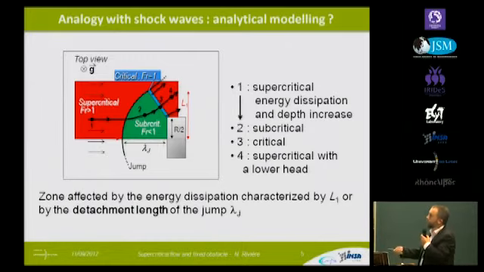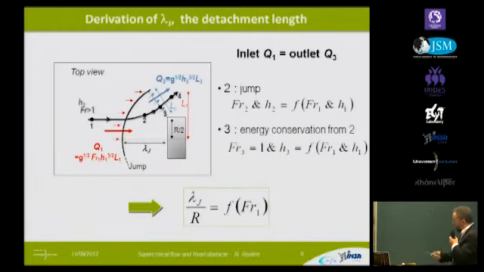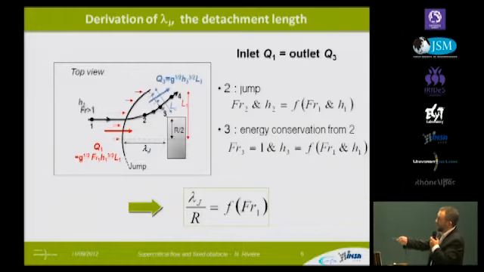So the zone affected by energy dissipation, by the increase of the water depth, is characterized by this length, for example, the entry length in the shock, in the jump, or alternatively by the detachment length of the jump that we will consider in the sequel. So we want to have a model for this length. For this, we use only a mass balance, so the inlet mass is the same as the discharge outgoing from this control volume here.